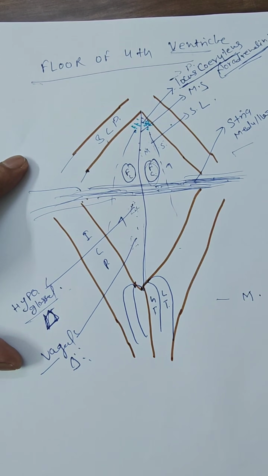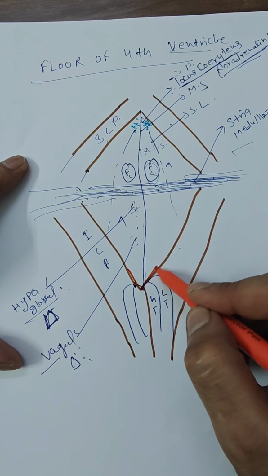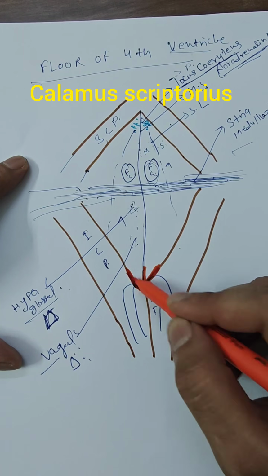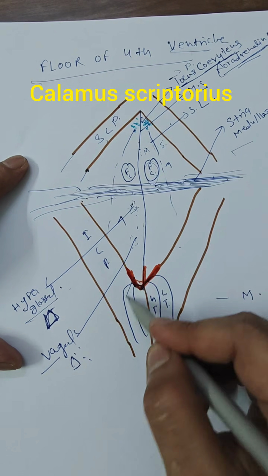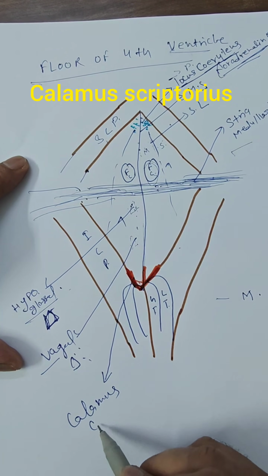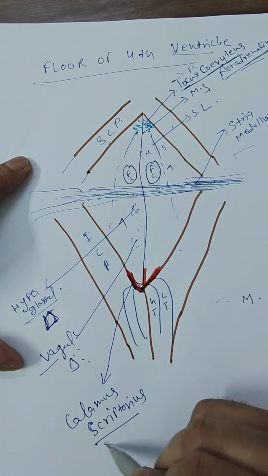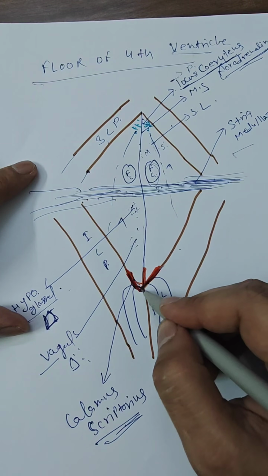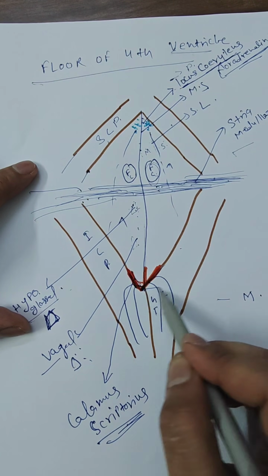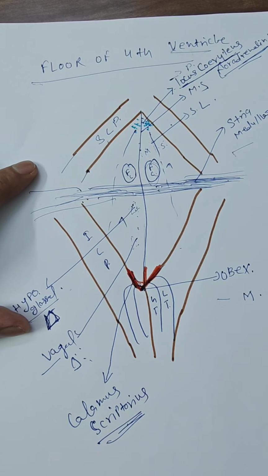Now this lower area which looks like nib of pen, this area is known as calamus scriptorius, which looks like a nib. Now this pointed part of the calamus scriptorius, this is obex.